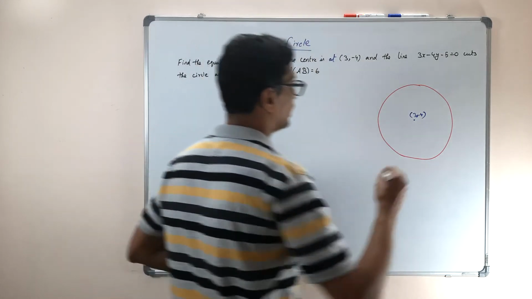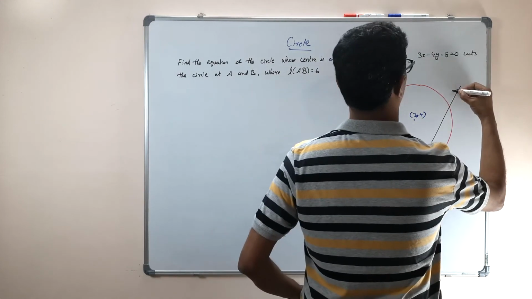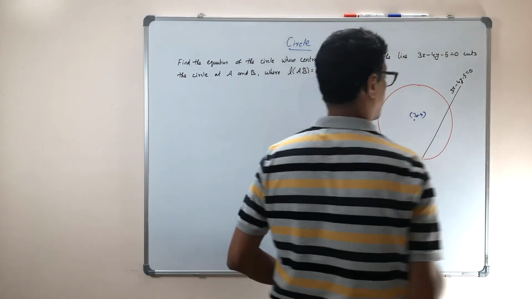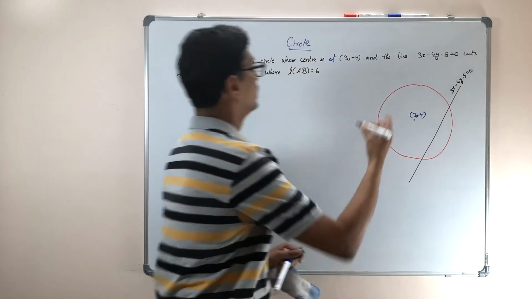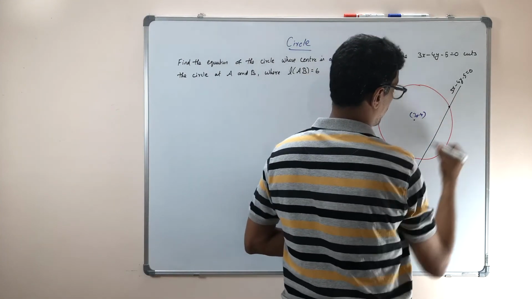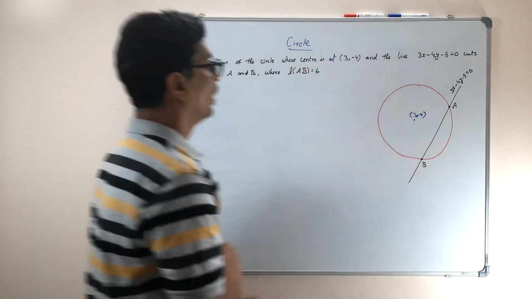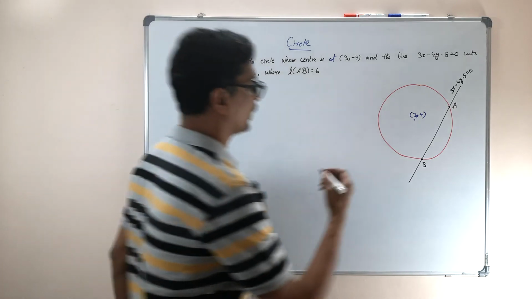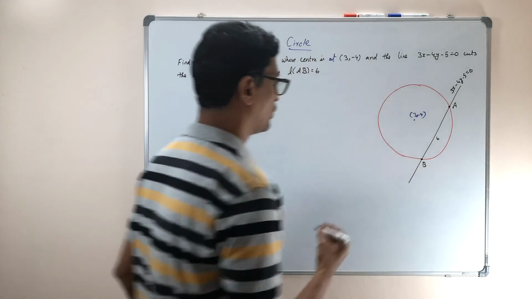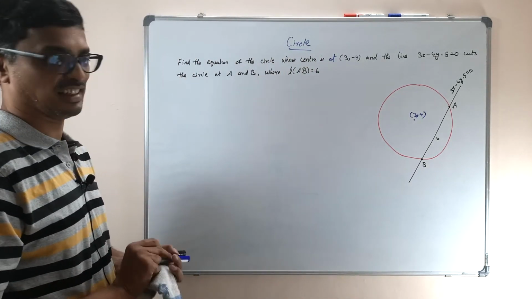What do they say? There's a line. Let us draw, this is the line, for example. And the equation of the straight line is 3x minus 4y minus 5 equal to 0. This line cuts the circle at A and B. That means these 2 points, A and B. And they are given length of AB equal to 6. That is, this length is equal to 6. So you have to find the equation of the circle.